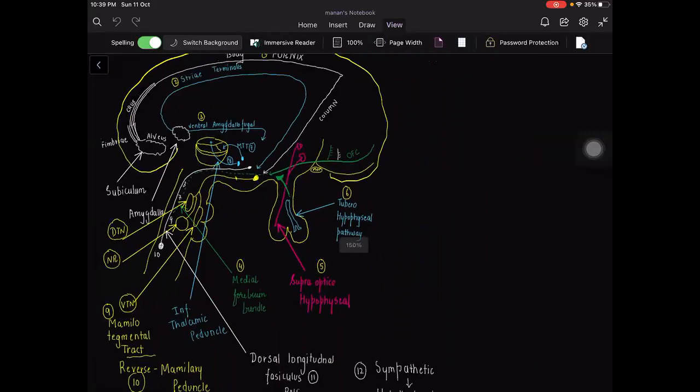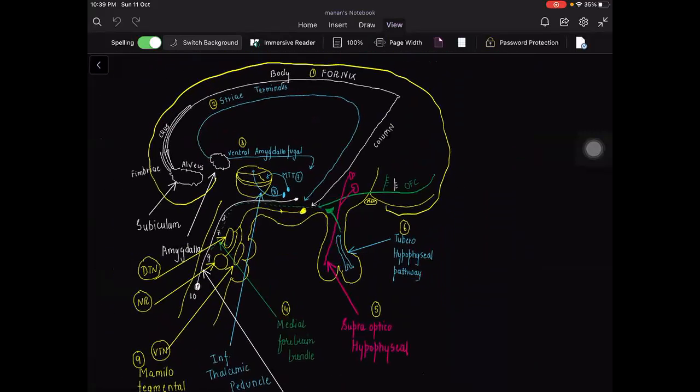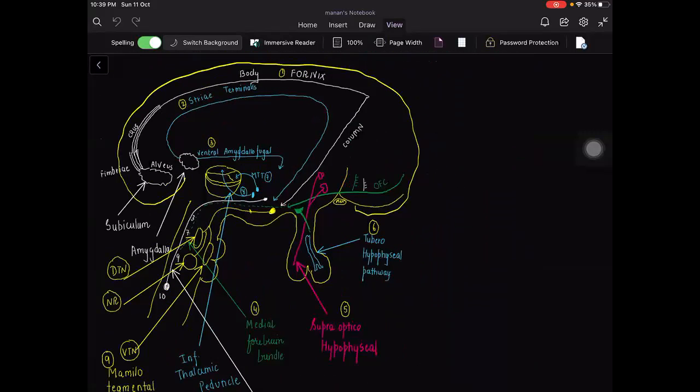These are essentially the pathways of your hippocampus, all the different connections. Like I said, not essential for your MRC psych, but I'm happy to go into more details if you want to. We have less than a minute.